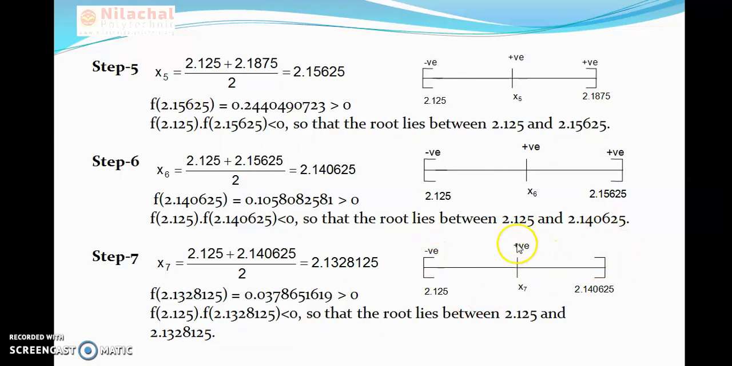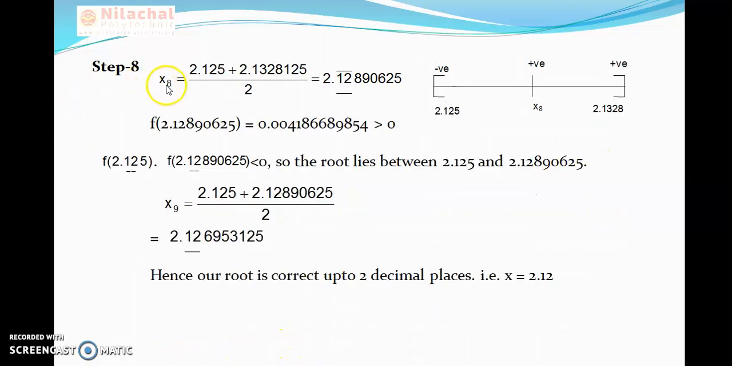So here negative positive means the next root lies between 2.125 and x7. x7 means 2.1328125. So the next approximation lies between 2.125 and 2.1328125. Similarly x8 equals their middle point, meaning the addition of the two numbers by 2. So we obtain 2.12890625. Clear? So this is mentioned as x8 and this is also positive. Negative positive means the root lies between 2.125 and x8.